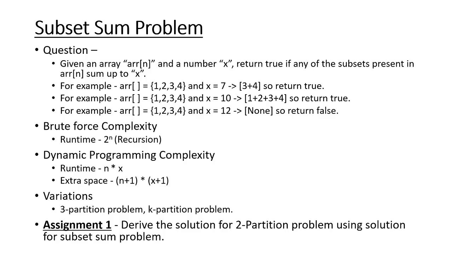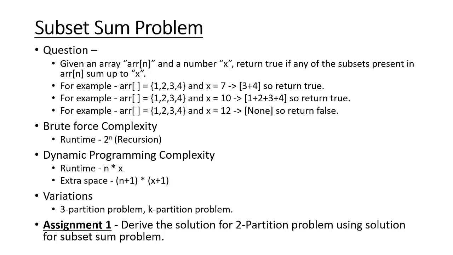Now what does this problem say? This problem says that you are given an array n of positive integers and you are given a number x, again a positive integer. So what you need to do is return a boolean in this case. And what does that boolean signify? The boolean signifies whether you can create a number x by summing up any of the subsets of the array n.